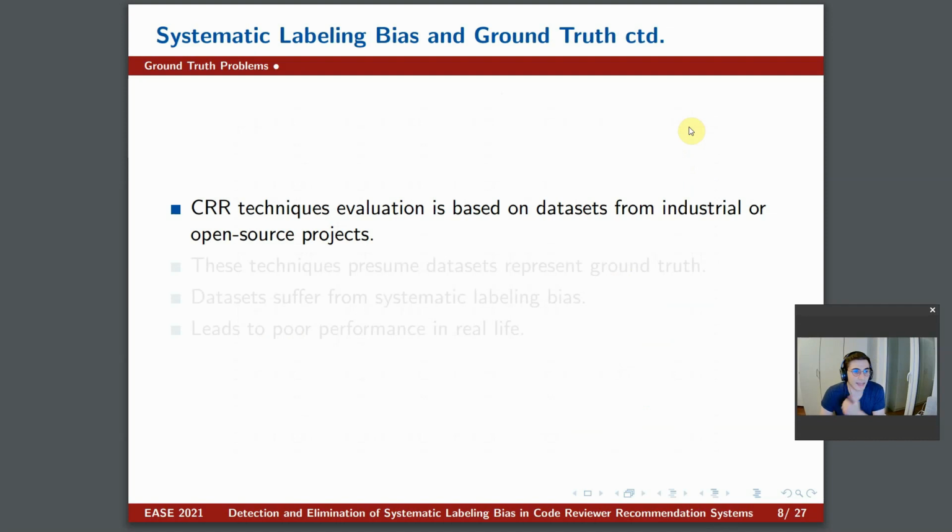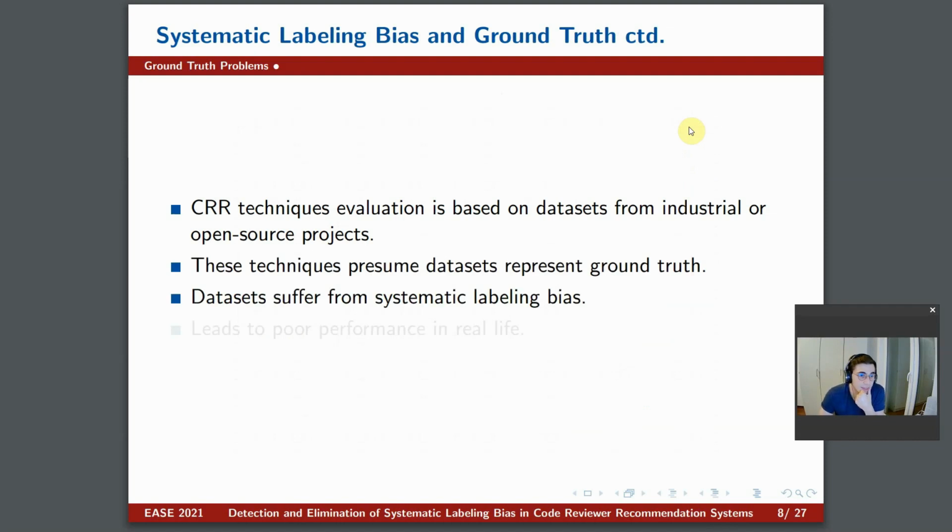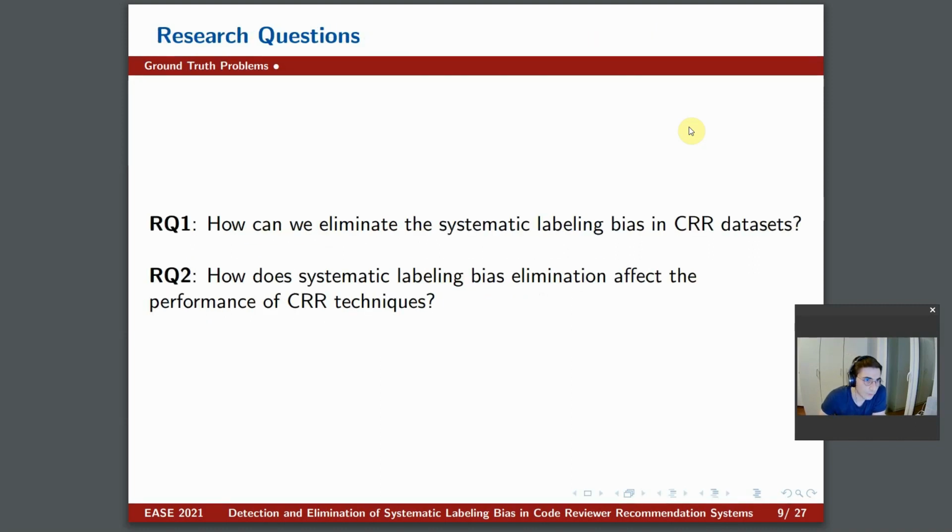These CRR techniques evaluate their models based on datasets from either open source or industry, and these techniques assume that the datasets represent the ground truth. However, as we saw in the previous examples, such datasets might include systematic labeling biases, and that situation leads to poor performance in real life. Therefore, our research questions are: how can we eliminate the systematic labeling bias in code review recommendation datasets? And the second question is, how does systematic labeling bias elimination affect the performance of code review recommendation techniques?